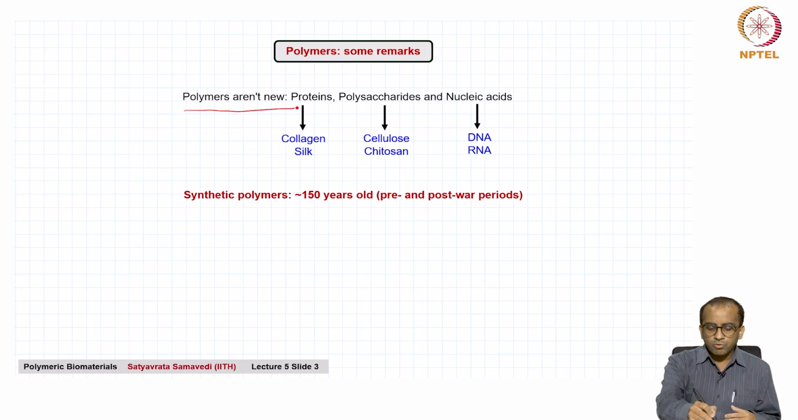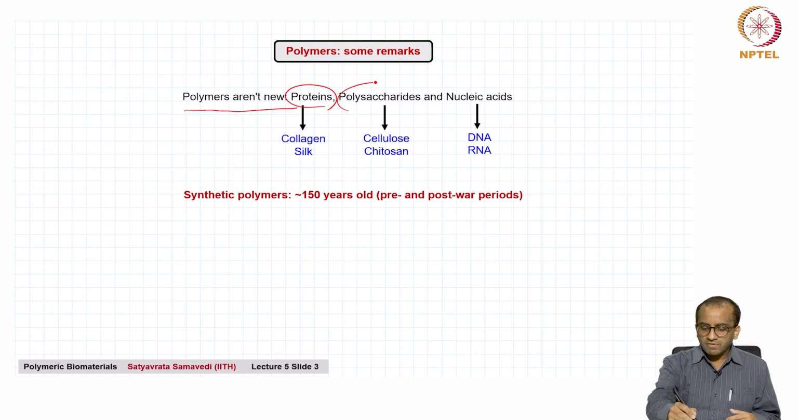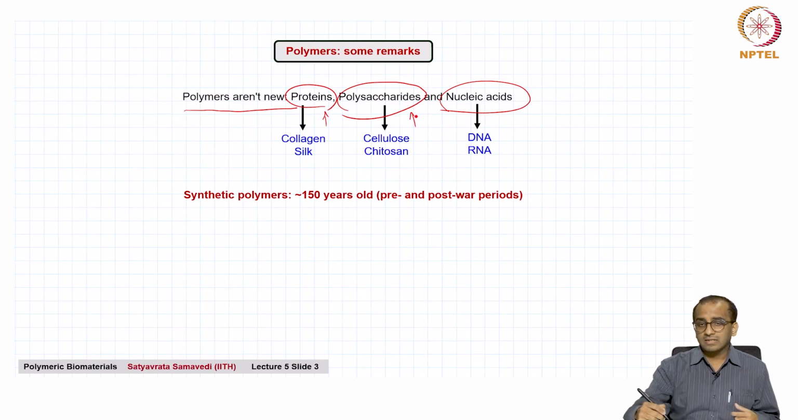Polymers are not new by any means. They have been around for as long as life has existed in some sense. We have had polymers broadly that you might be familiar with along 3 categories. One is proteins. Second is polysaccharides. The third is nucleic acids. Now these are what we would call naturally occurring polymers. Some examples of proteins are collagen and silk, both of which we will look at in some detail in terms of their structure in the coming weeks.